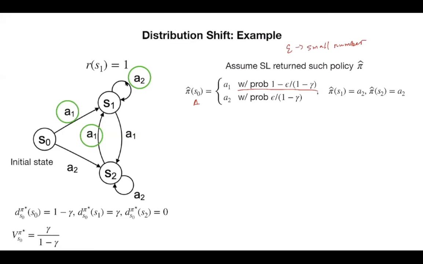And with this small probability, I'm actually making a mistake. With some small probability I will deviate from the expert, but most of the time I'm fine, just following the expert. So this means that at S0, I have a little probability of making a mistake. This is my classification error. At S1, my learner policy happens to be the exact optimal policy, because at S1 my policy also picks A2, which means I'm going to get a lot of rewards once I get to S1.